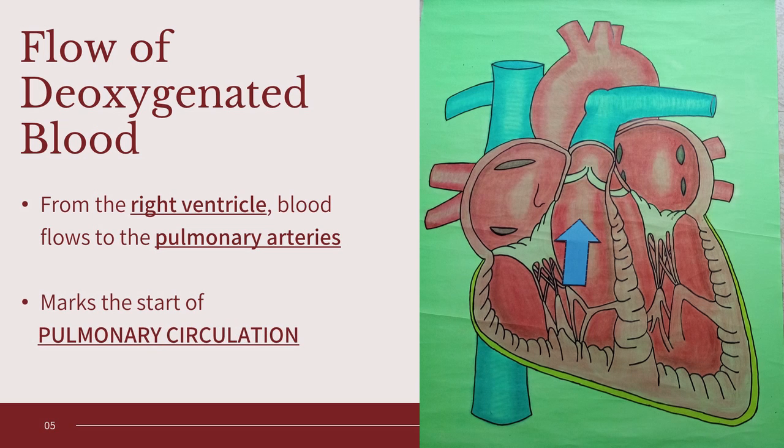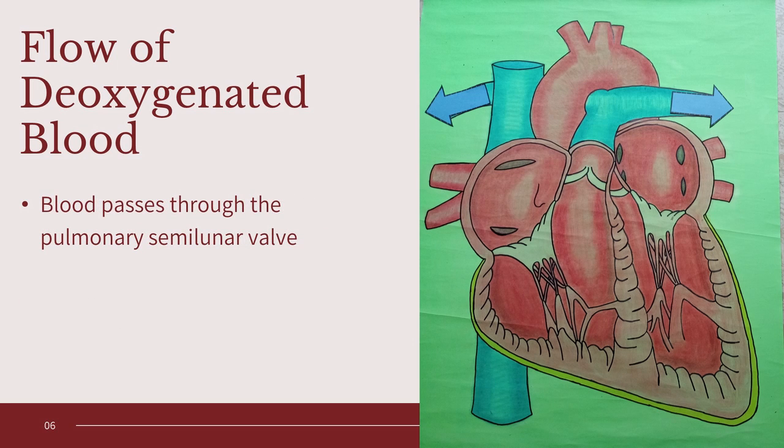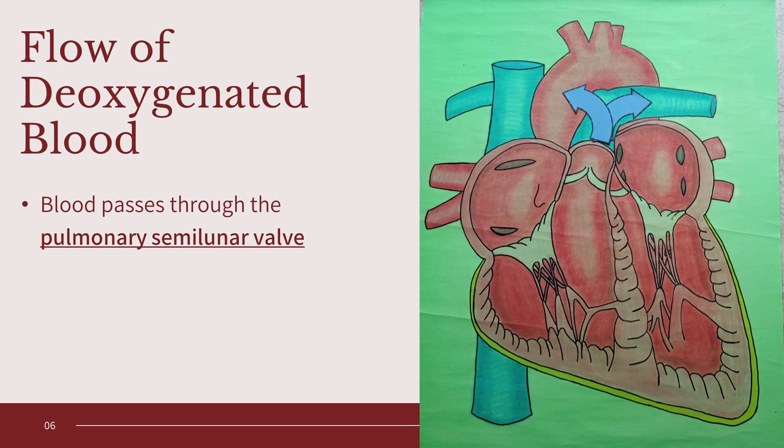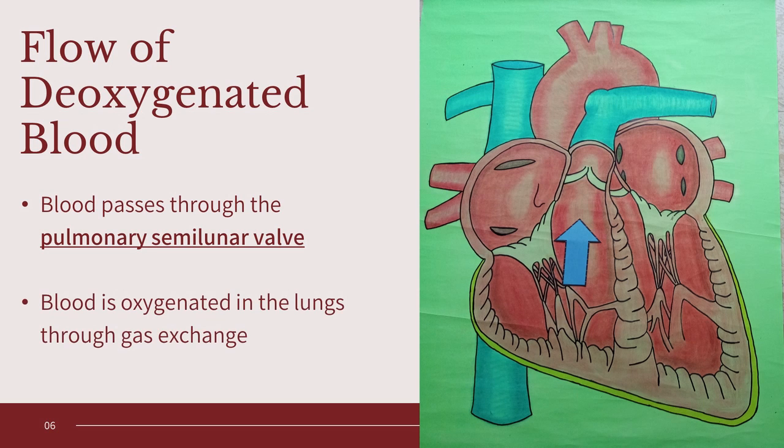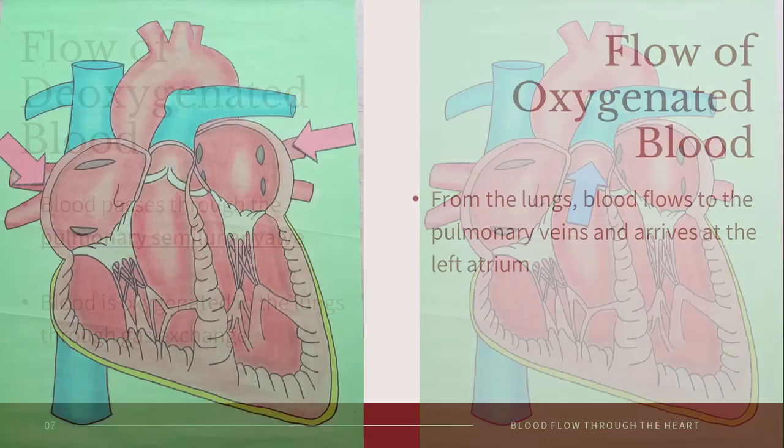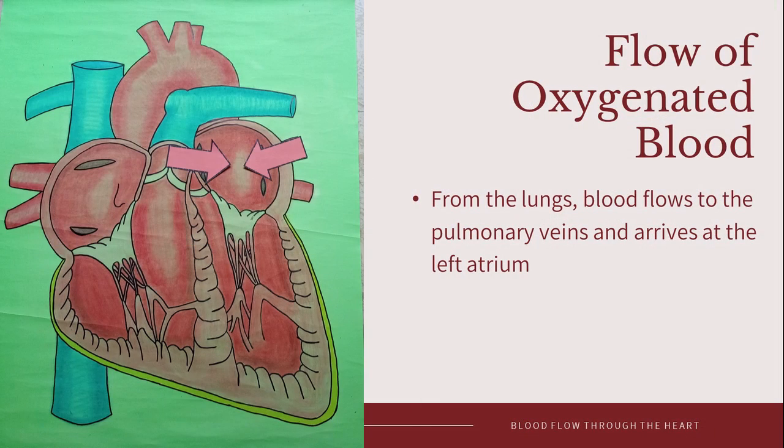The pulmonary circulation is the series of blood flow between the lungs and heart through pulmonary blood vessels. As blood is pumped to the pulmonary arteries, it passes through the opened pulmonary semilunar valve. Afterwards, blood is oxygenated in the lungs through gas exchange in the alveoli. Now we proceed to the flow of oxygenated blood.